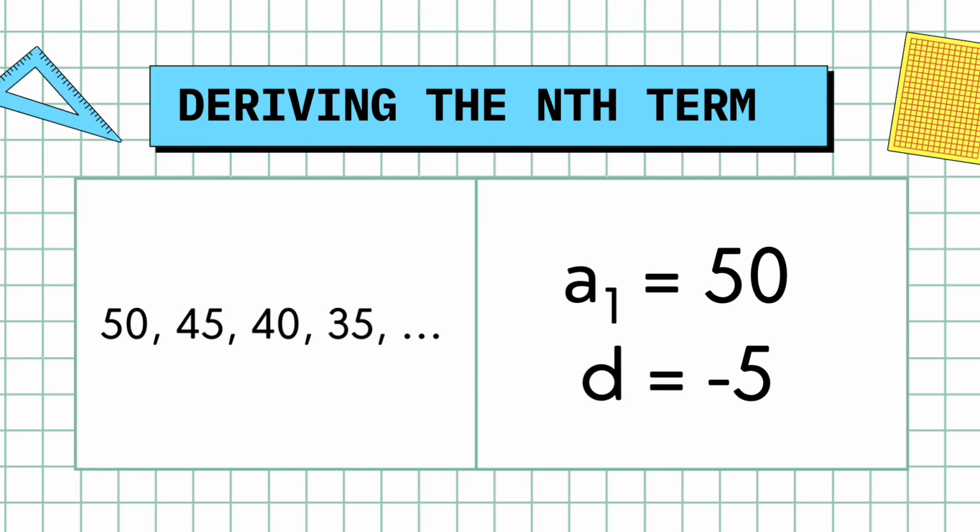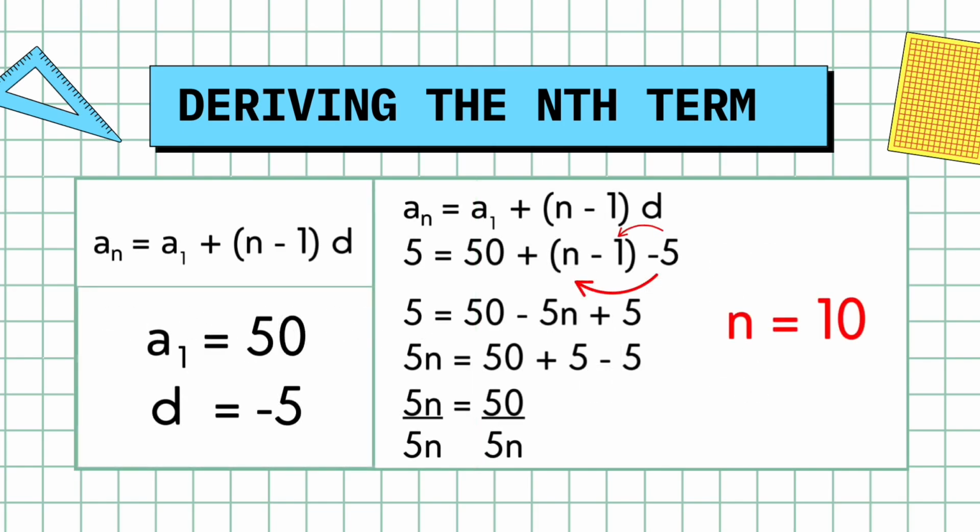Now we can plug this into our formula. We put 5 in the place of a sub n since we do not know which term is 5. So 5 will be equal to 50 plus the quantity of n minus 1 times negative 5. We then distribute and multiply. 5 is equal to 50 minus 5n plus 5, and combine similar terms. We transpose 5n to the other side, and then we compute. 5 minus 5 is 0, so we divide both sides by 5 to cancel it, and we will get that n is equal to 10, meaning 5 is the 10th term of this sequence.